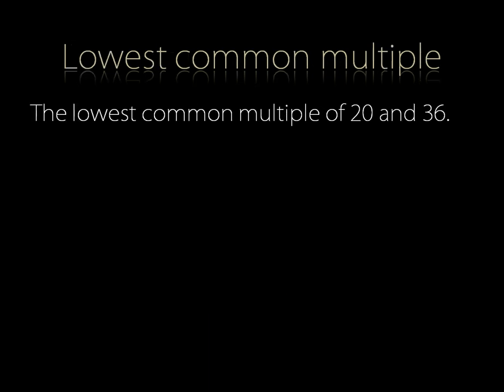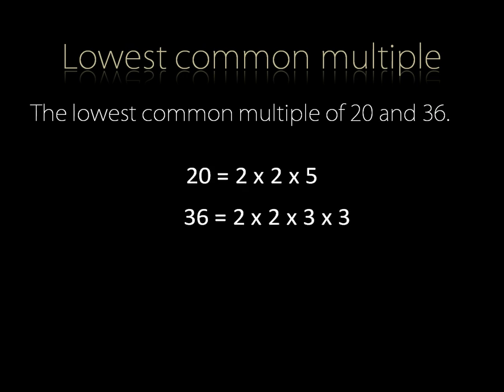To finish off, let's look at the lowest common multiple. Lowest common multiple of 20 and 36. Well, here we go. Here are the prime factors again. Now to find the lowest common multiple, let's understand what that means. That is the lowest number that 20 and 36 will both divide into evenly. So now actually 20 and 36 are the factors of this number. Now what is the lowest number that 20 and 36 will divide into?